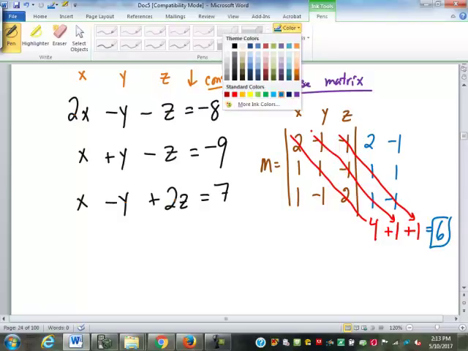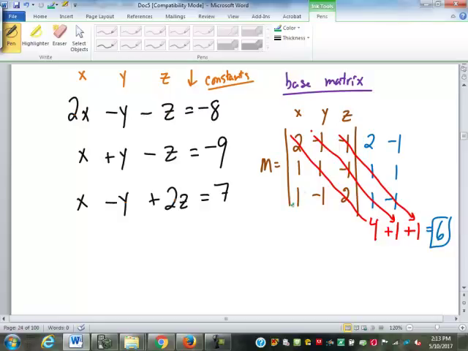Now I'm going to go the other direction. Going up, I have 1 times negative 1. That's negative 1. 1 times 1 is 1, times negative 1 is negative 1. Then the next one, negative 1 times negative 1, that's positive 1 so far, times 2 is positive 2, so plus 2. 2 times 1 is 2, times negative 1, negative 2.